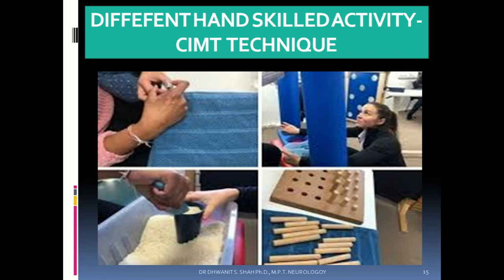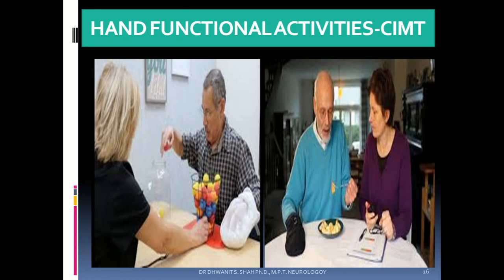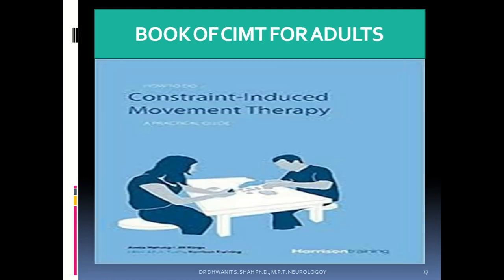You can see different hand skill activities also in the future when the outcome is very good. Then you can also see here that the patient is using different skill activities also by using the affected extremity. Here you can see the different hand function activity the patient is doing, right? And he is also trying to eat with the affected side. So different hand function activity also can be achieved. Okay, and there is also a book available for constraint-induced movement therapy for adults.